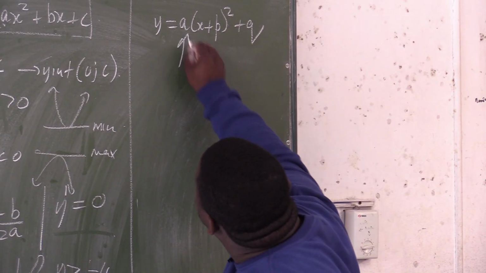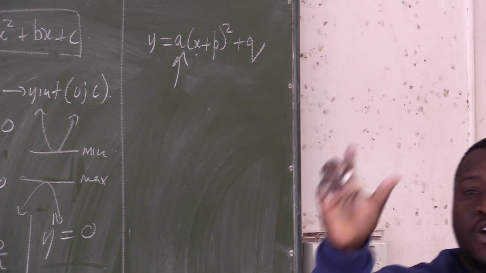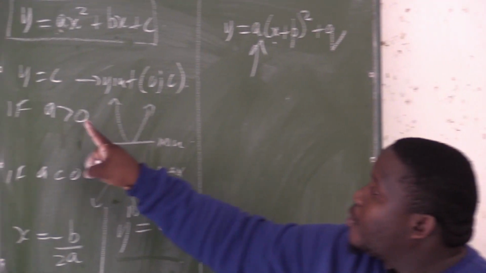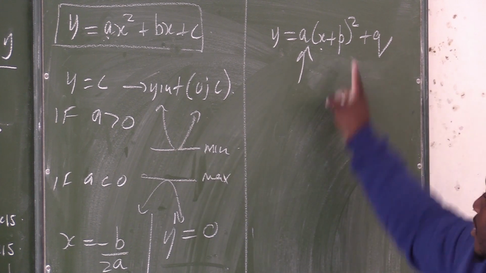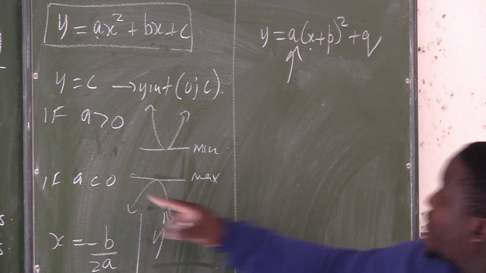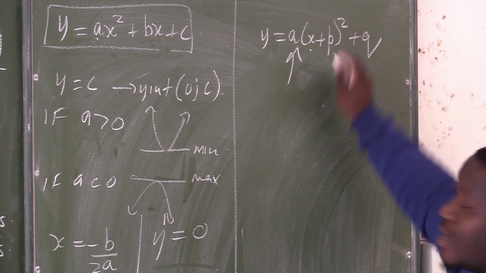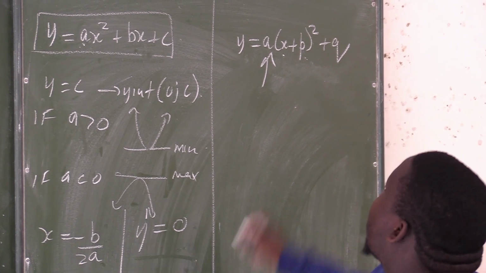Again, this a here tells you about the shape of the graph, whether the graph is going to be facing up or facing down. Just like here, if a is positive, if a is greater than 0, the graph will have this shape. But if a is negative, the graph will be facing down. But with this one, you do not calculate the turning point. They are given to you.